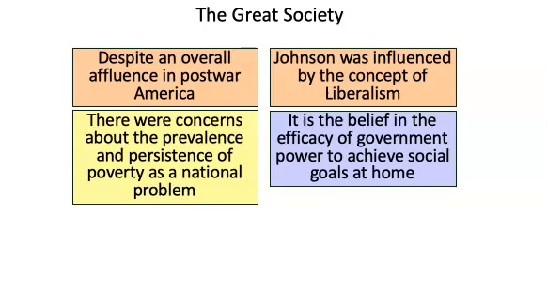Now, the Great Society itself is really tied to this idea that despite the overall affluence in post-war America, especially in the 1950s, there were still concerns about the prevalence and persistence of poverty as a national problem. Johnson was very much influenced by the concept of liberalism. And this idea of liberalism is the belief in the efficacy, or the ability, of government power to achieve social goals at home. Now, he is very much influenced by FDR's New Deal. In fact, Johnson had really gotten his start as a congressman from Texas during FDR's reign during the Great Depression.